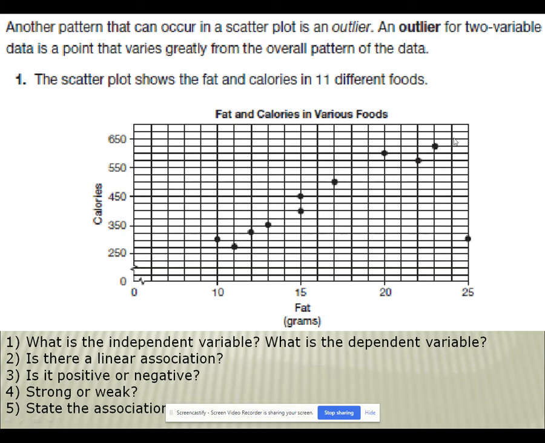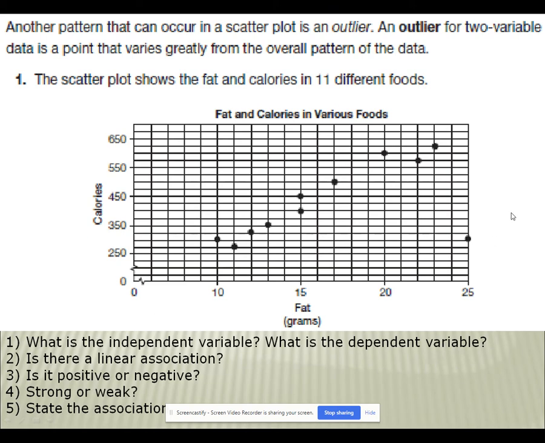There's our points, and then every once in a while, if there's a pattern, you'll see, okay, I got a pattern, but then, well, whatever food this is, it's not following the pattern, it's way over here by itself, it's an outlier. So an outlier is going to be when you have, okay, all my data looks good, it's all going in a pattern, but then there's one point way over by itself. So that's an outlier.